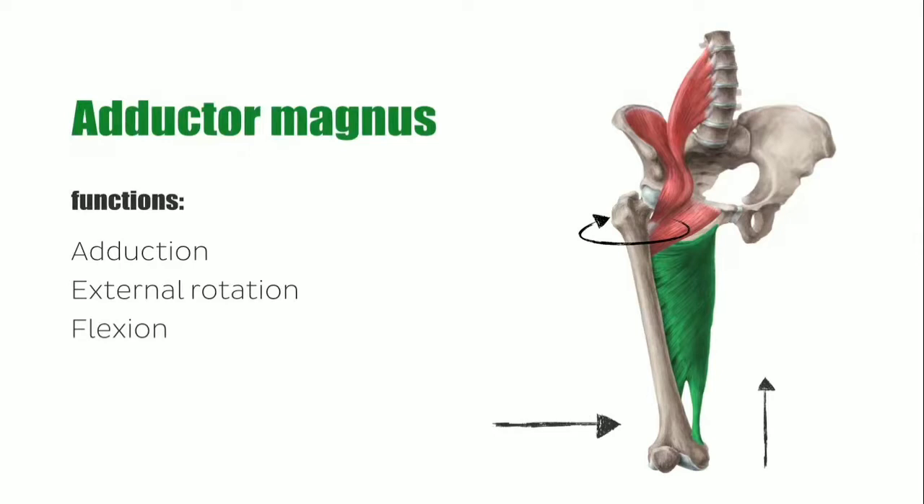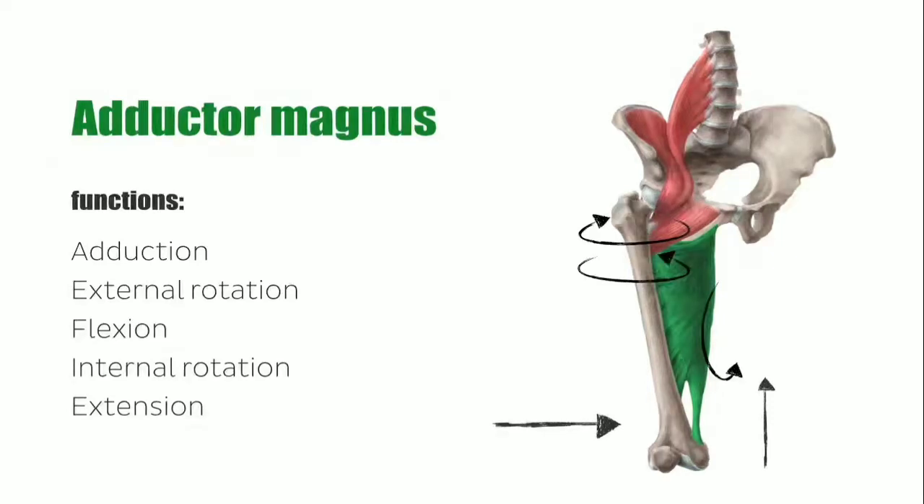But this muscle will also cause external rotation and also flexion of the thigh at the hip joint. And in addition to that, the tendinous insertion of the adductor magnus will also produce internal rotation and extension of the hip joint. That way, depending on which part of the muscle is contracting, it will result in either flexion or extension of the hip.